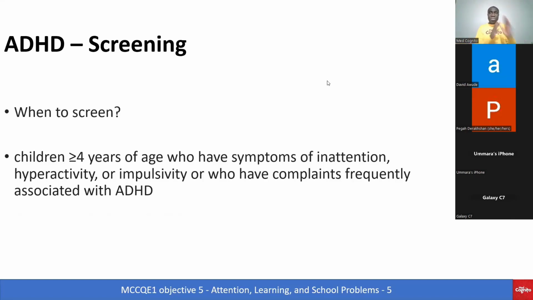Please, is that okay? We've learned about the features of ADHD. We've learned about the timing of screening. Does somebody have a question before we move on? I want to make sure that we move step by step and we don't leave anyone behind. Impulsivity, hyperactivity, inattention. When am I going to screen? More than or equal to 4 years.